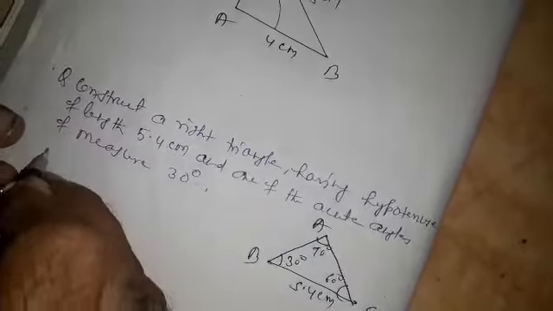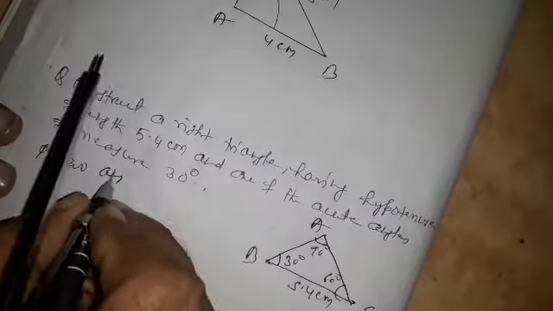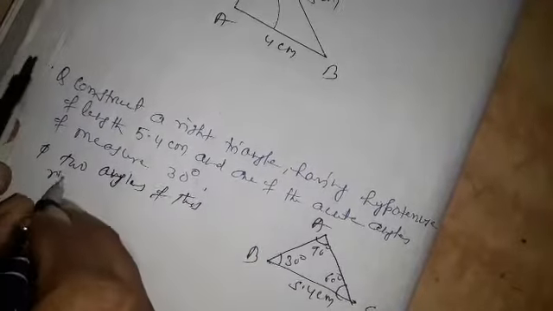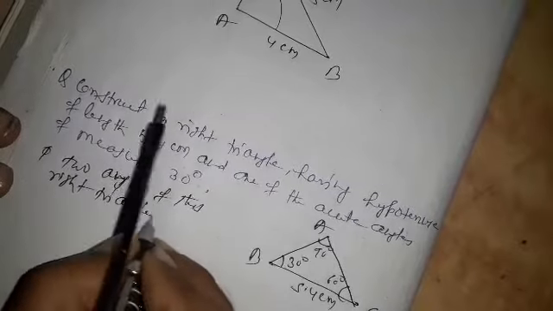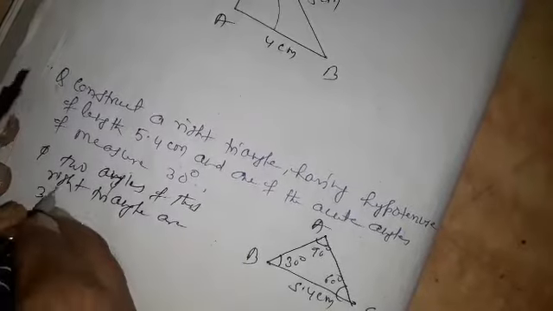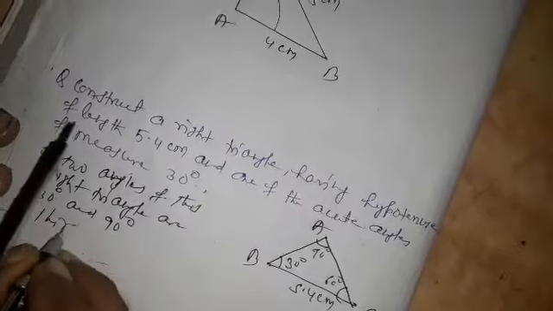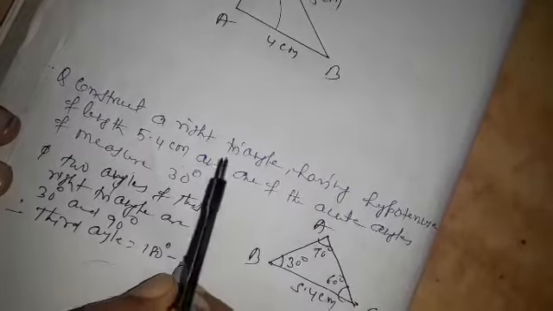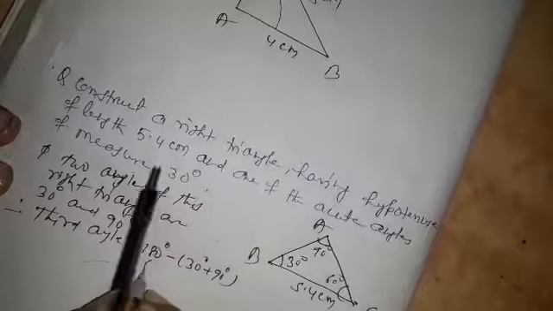So two angles of this right triangle are 30 degree and 90 degree. Therefore third angle is equal to 180 degree minus (30 plus 90) is equal to 60 degree.